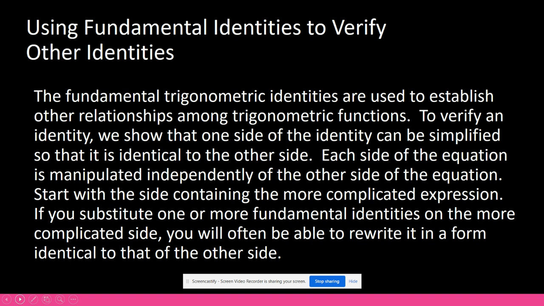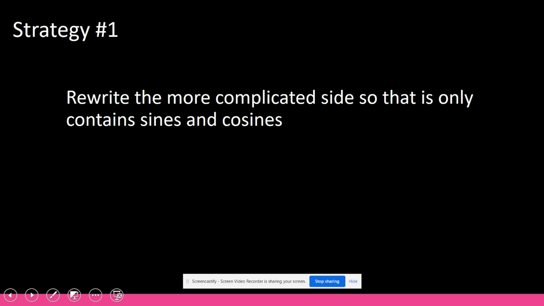When we substitute one or more of our identities on that complicated side, we're going to be able to rewrite it, and eventually it's going to turn identical to the other side that we have not touched. Once again, I cannot stress enough, we're starting with one side, only changing that side, and eventually it will turn into the side that we have not touched. We've got several strategies to help us out. So let's look at this first strategy.